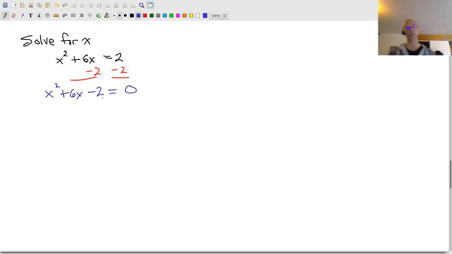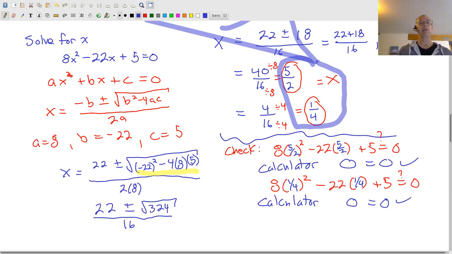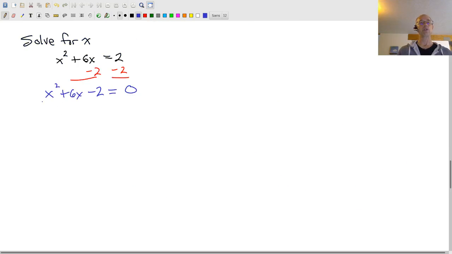Now, I could try and factor this. I could use the quadratic formula, or I could complete the square. We just used the quadratic formula, so let's try completing the square. Now, generally, my strategy is if it's a 1x squared, which I have, and I have an even middle term, so 6 is even, then I complete the square. If I have something other than a 1 out front, then I'm probably going to use the quadratic formula. So if there's a 1 and an even middle term, completing the square is pretty easy.